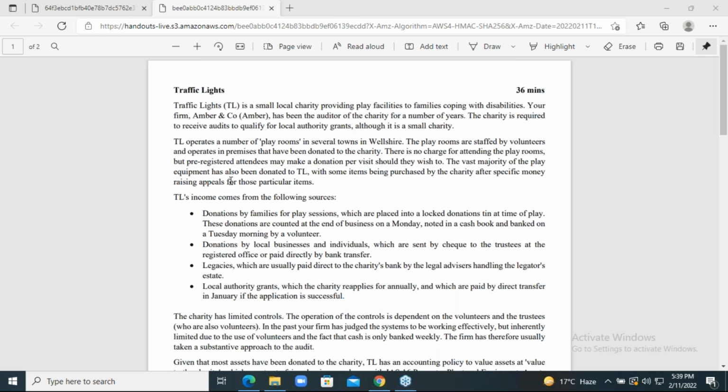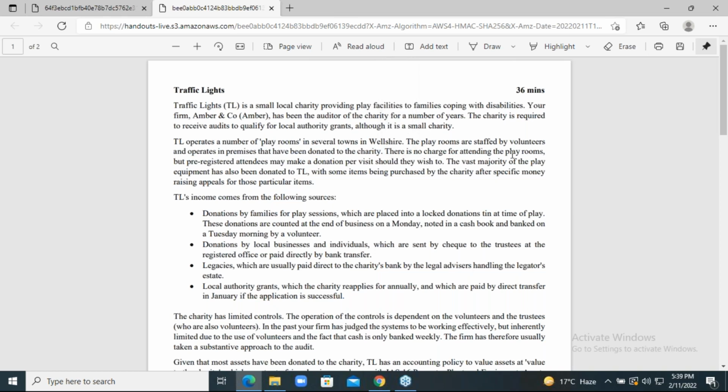So this is a difficult question at AA level, where you can see this is a small local charity. This is a not-for-profit organization, and their operations are very different. They have a number of playrooms in several towns. The rooms are staffed by volunteers. Now there are no employees, and they operate in premises that have been donated to the charity. Now this is not like a profit-oriented organization where the company purchased these assets. So the assets are donated to the charity.